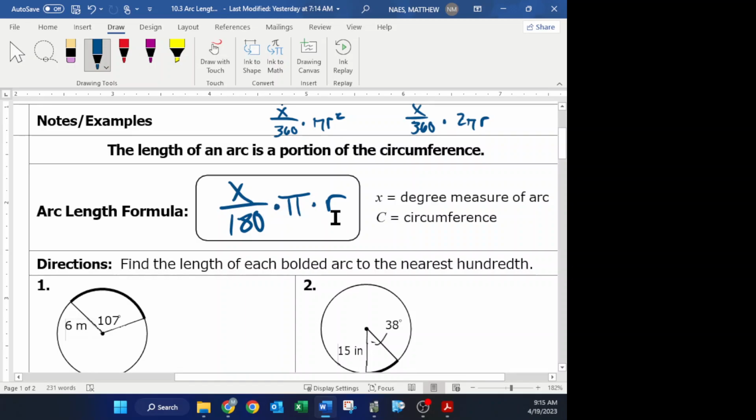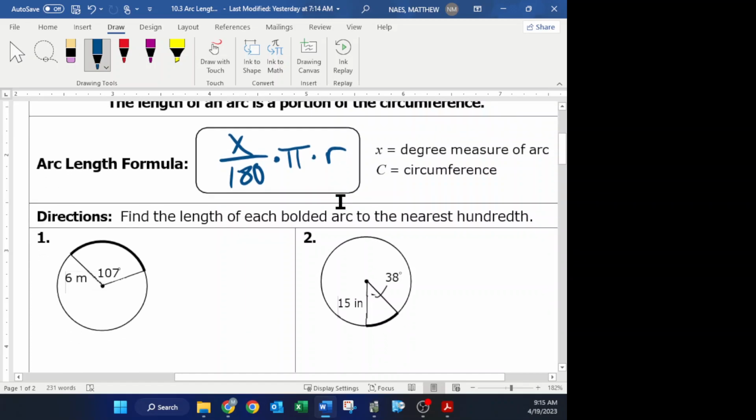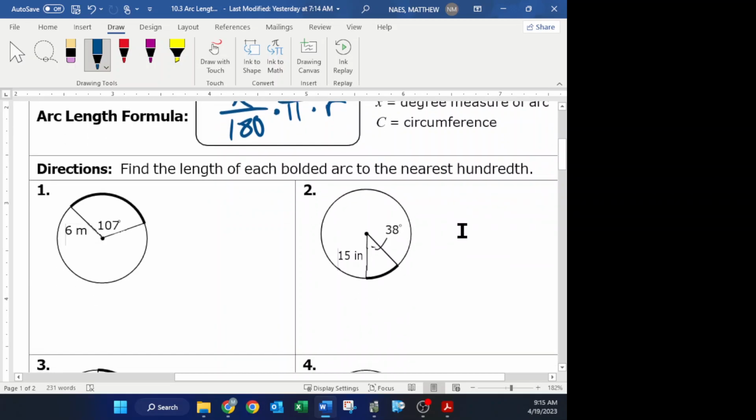Straightforward, very simple. We will have a lot of what we did yesterday, finding the arc length and finding the central angle, using all that information to find the angle measure, because we have to know what x is. So we're going to solve for that quite a bit. There's occasions where they're going to give us diameter instead of radius, so make sure you keep an eye out for that.